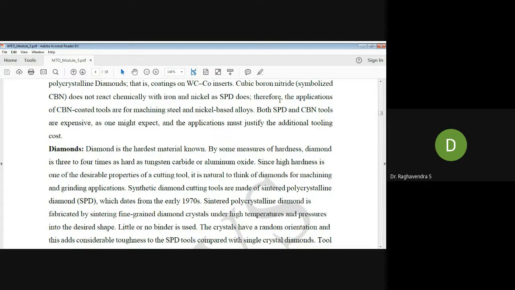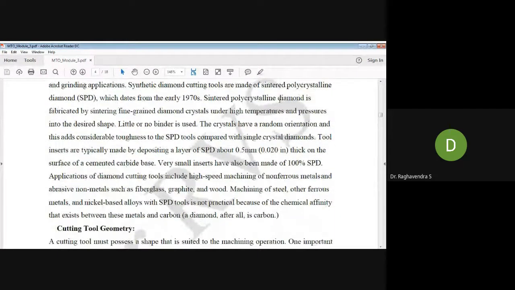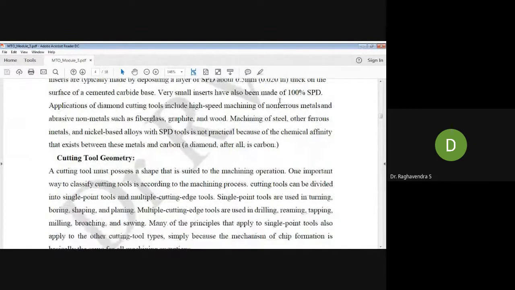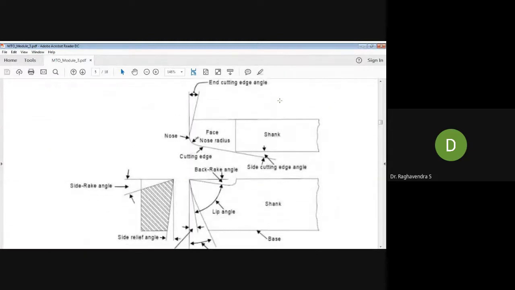Next, diamond. You know that diamond is the hardest material known by some measure of hardness. Diamond is 3 to 4 times as hard as tungsten carbide. Tungsten carbide is itself a very costly and very hard material. Diamond is 3 to 4 times harder than tungsten carbide. You can imagine what kind of hardness it has. Okay, so this is the property.